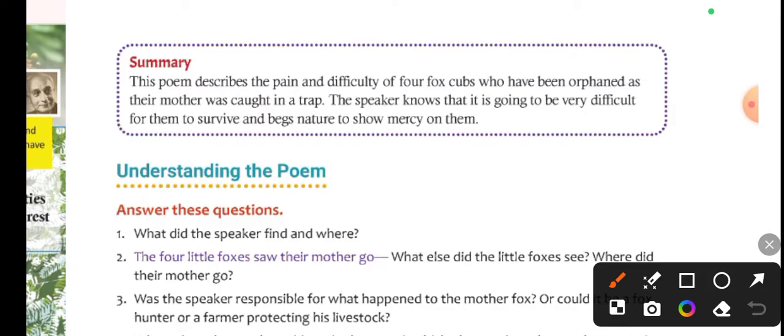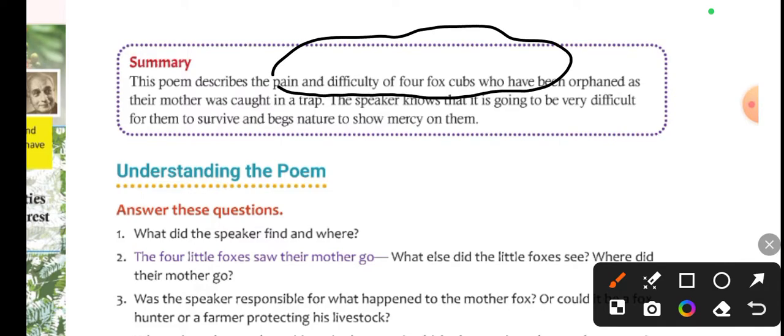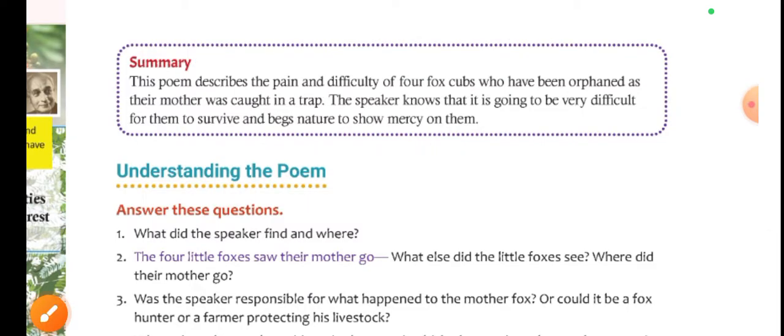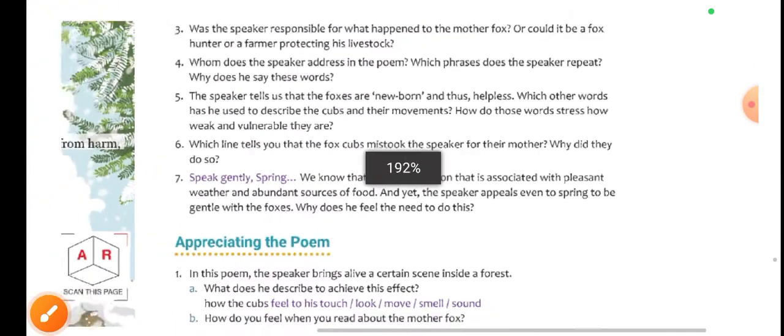So it says this poem describes the pain and the difficulty of four fox cubs who have been orphaned as their mother was caught in a trap. So the difficulty of the four little foxes is shown in the poem by the writer. The writer knows that it is going to be very difficult for the cubs to survive. So that is why he begs nature to show mercy on them.